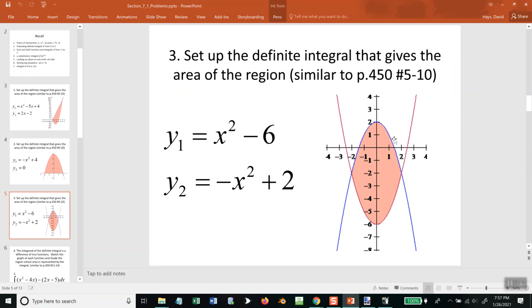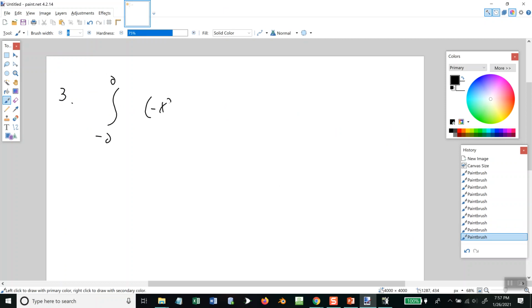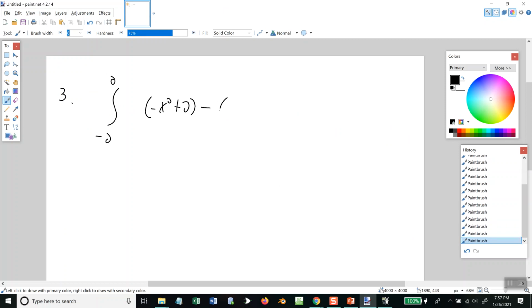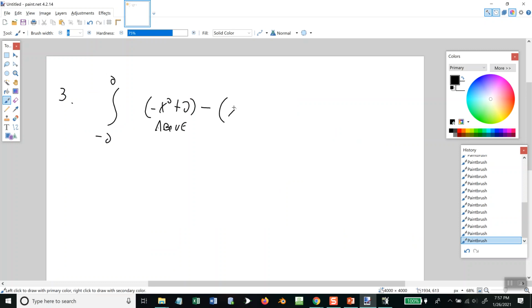So negative 2 to 2. Graph, this one is above, so the negative x squared plus 2, minus the one that is below. So above minus the below, which is the x squared minus x, dx. Questions on the setup on those?